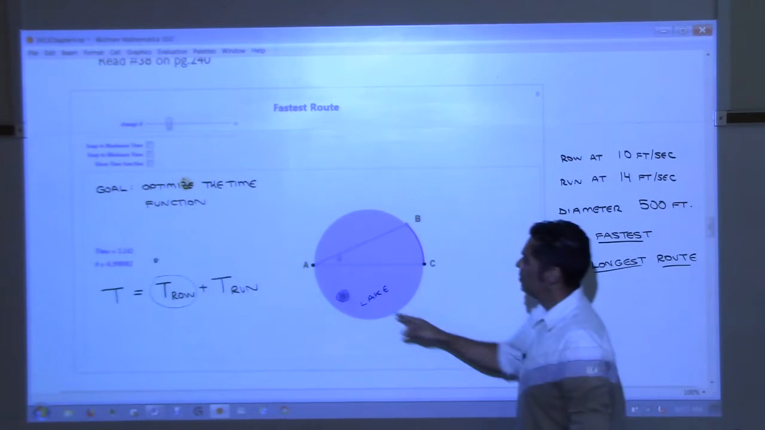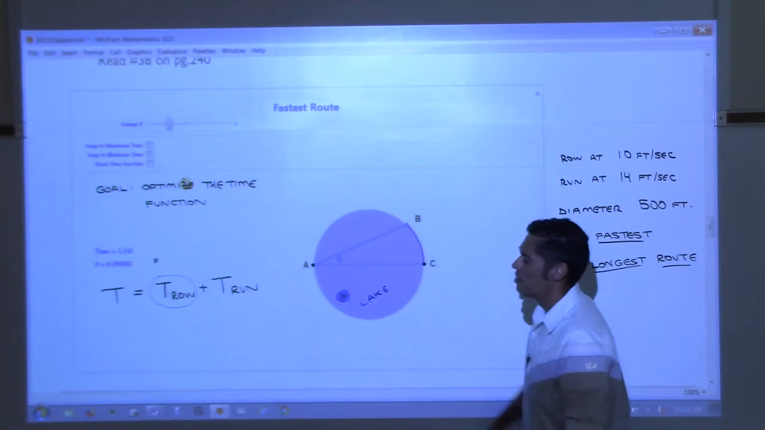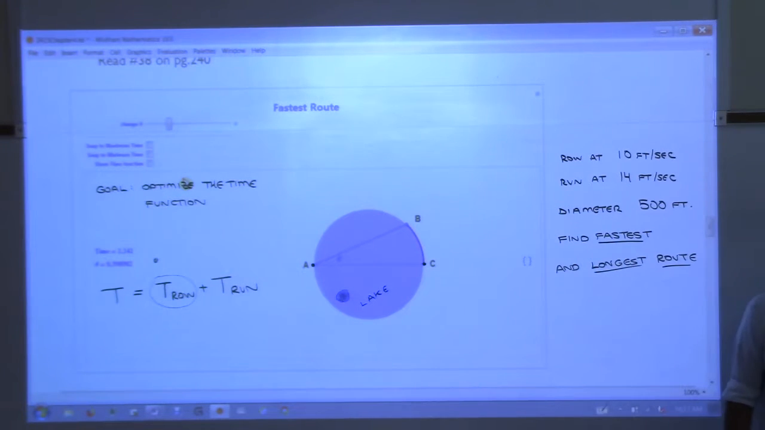Whatever you do, the distance from A to B is how much time you're going to spend rowing. Yes? So what is that distance? We got to measure it and set it to a time that identifies 10 feet per second. Is it a trig function? Maybe.